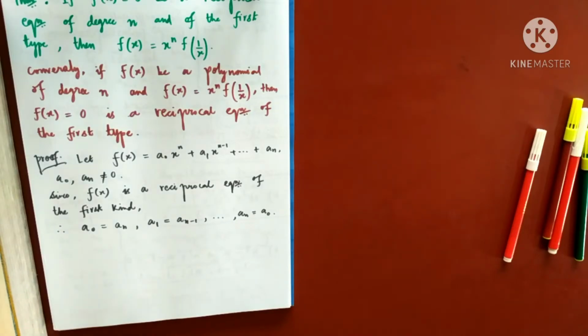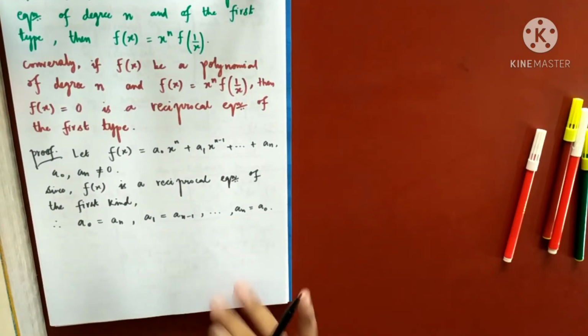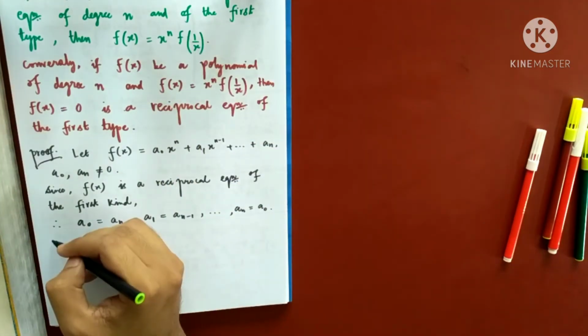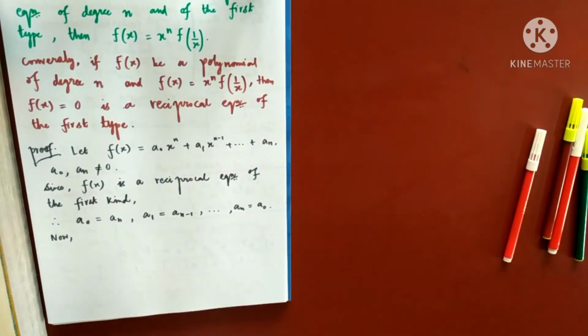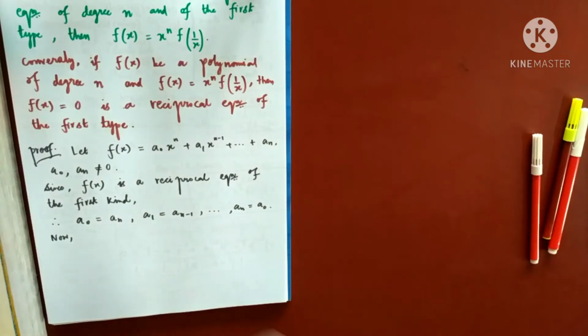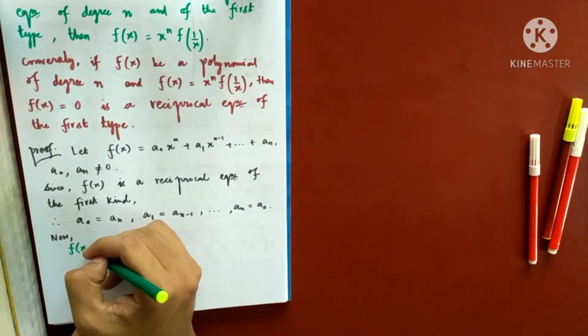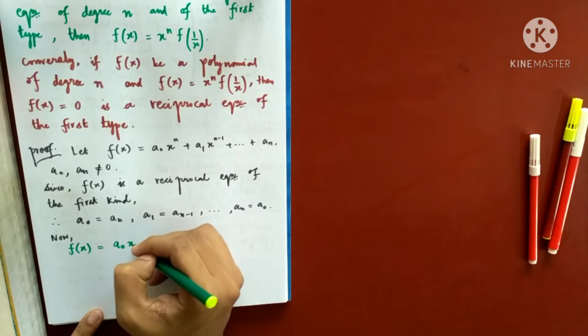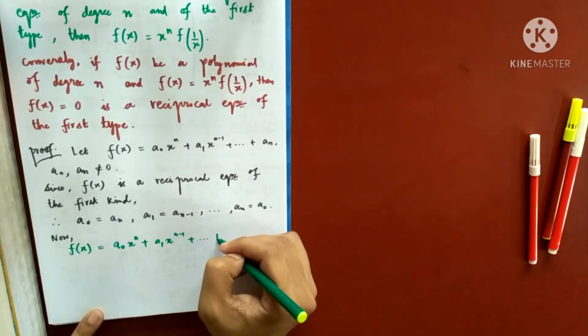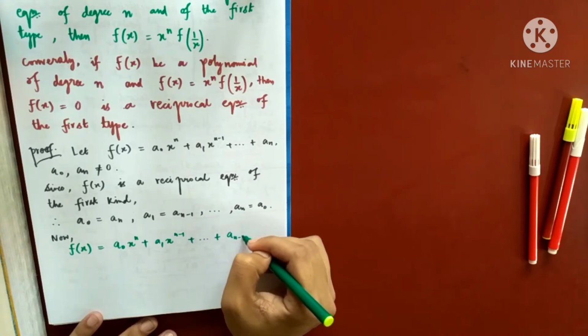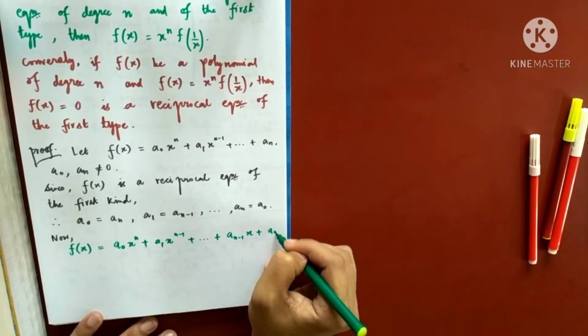Now what I have to prove? That f(x) can be written as x^n f(1/x). Okay. So now, I will show that f(x) can be written in that form. So it is very easy to see that. Now, hold on. f(x) is what? I'll write f(x) again: a0 x^n + a1 x^(n-1), you can write the second last term also, a(n-1) x, and the last term is an.